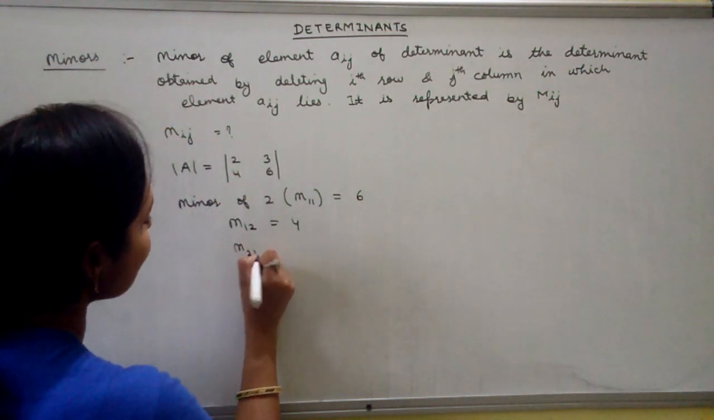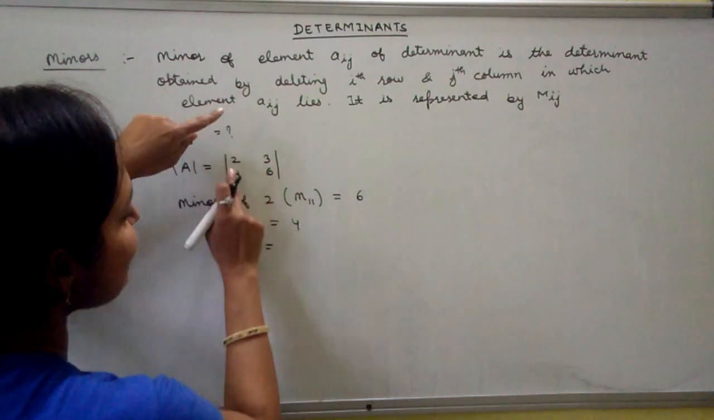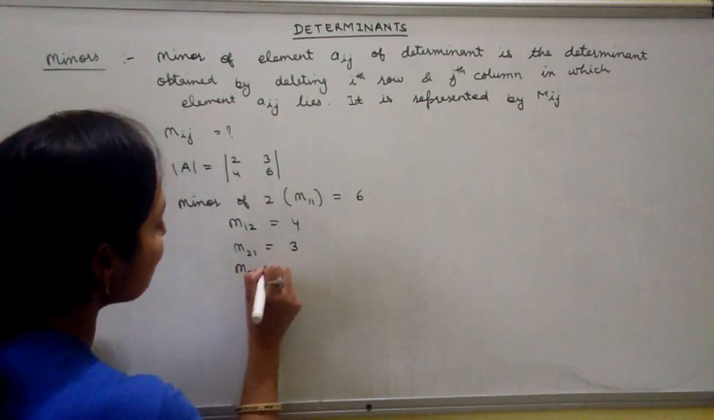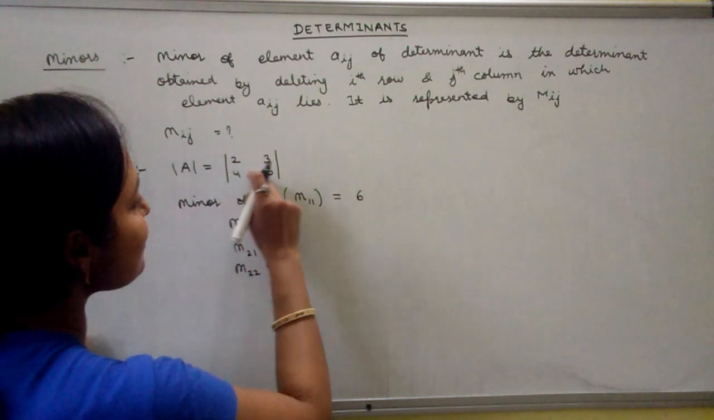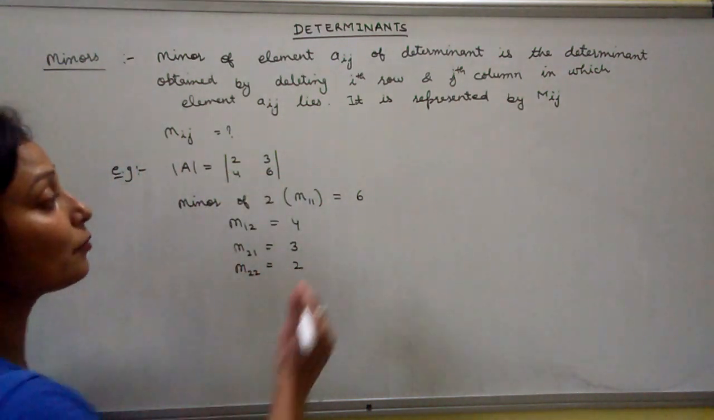Now M21, second row, first column, we have to find the minor of 4. This column and this row will cancel, we get 3. M22, how can we find M22? This row and this column will cancel and we get 2. Now come to the cofactor.